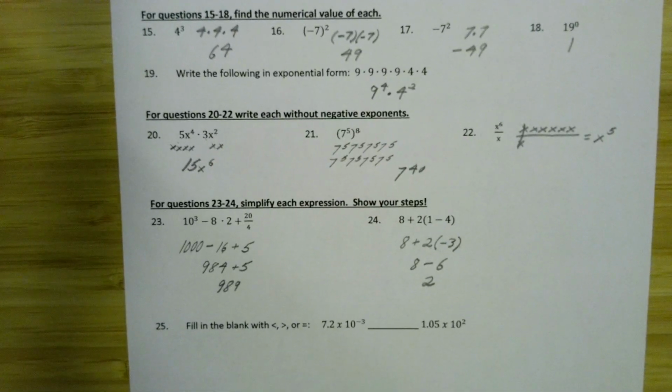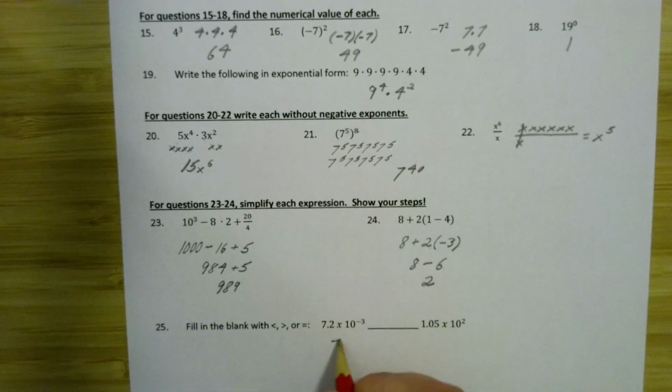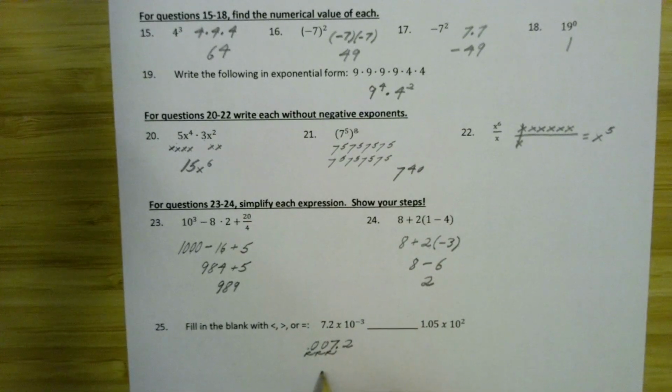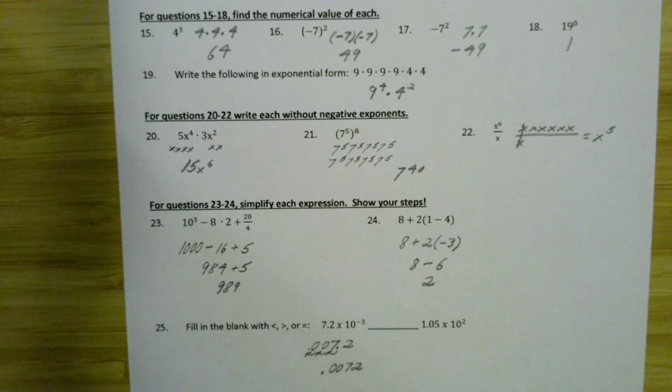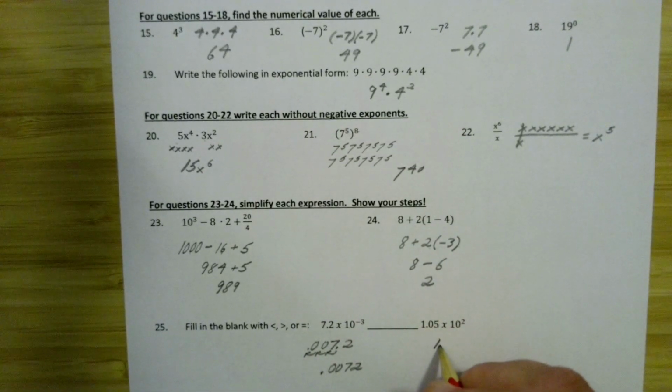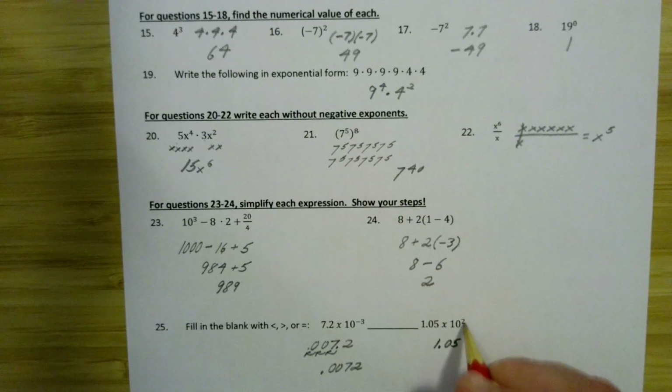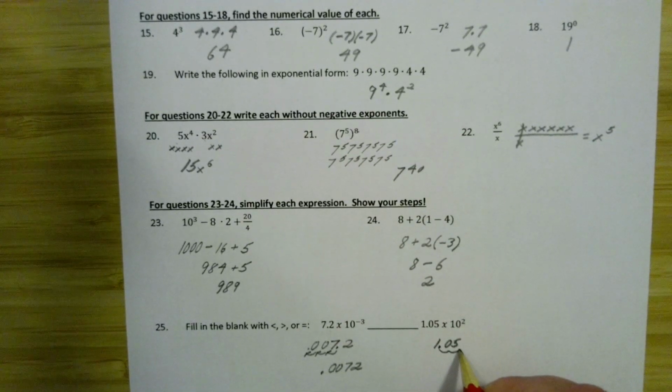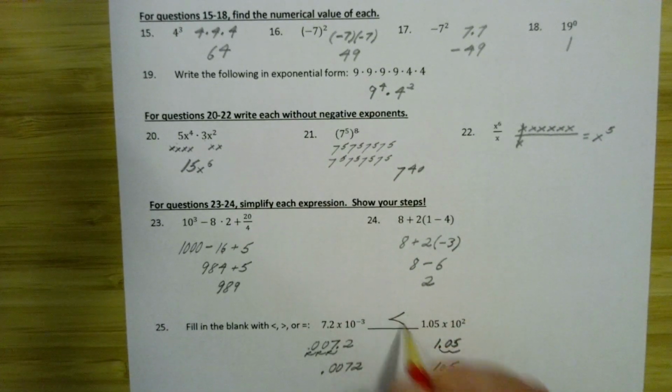We close out with scientific notation. 7.2 times 10 to the negative 3rd power means I need to take 7.2 and move the decimal once, twice, and 3 times. This results in 0.0072, or 72 10,000ths. Over here, because I have a positive exponent, I'm going to move the decimal twice to the right, and be left with 105. And 105 is definitely greater than 0.0072, so 0.0072 is less than 105.